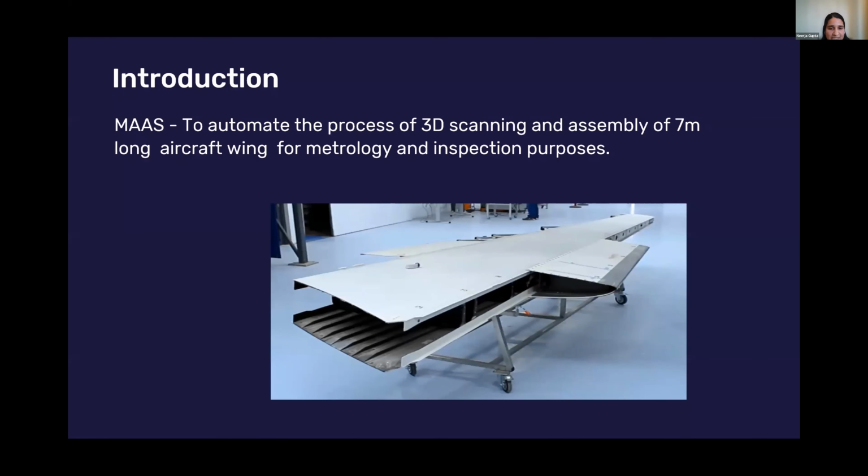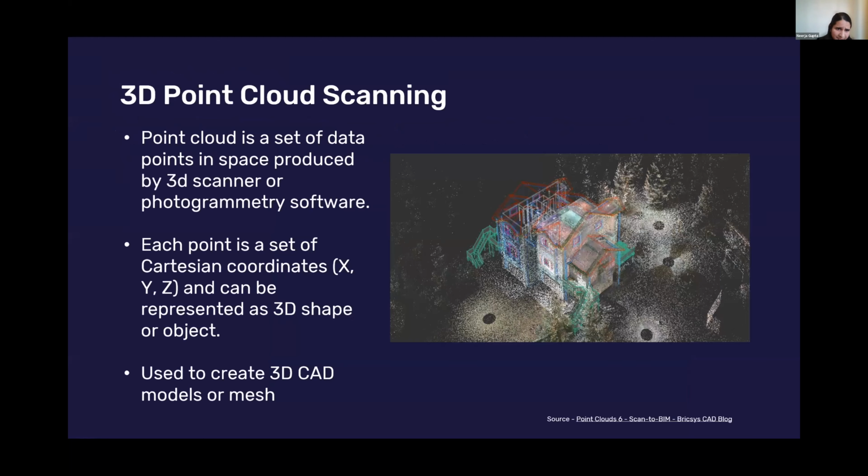Therefore, I would be using the aircraft wing as an example of a large-scale environment in order to talk more about this application. Now, the first question that comes to our mind is, what do we mean by 3D point cloud scanning and large area point cloud registration? A point cloud is a set of data points in space where each point is represented by Cartesian coordinates X, Y, and Z, which can represent a 3D shape or object.